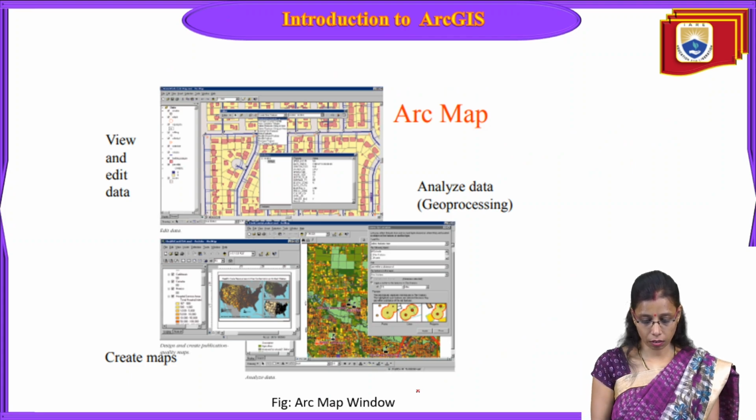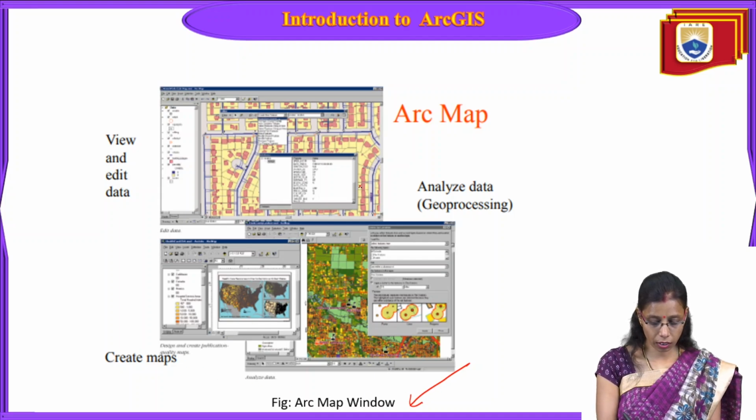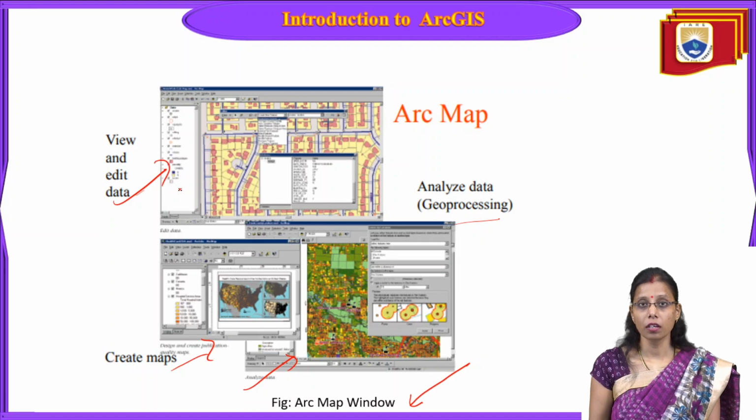So this is one window. It is shown in the ArcMap window, where you can see analyze data, geoprocessing data, and view and edit data, create maps. So these are a few different windows you can see here in the ArcMap, how it is viewed. This is just the software part, I have just shown you how it is viewed. Later on, how it is created, you will come to know in the coming lectures.